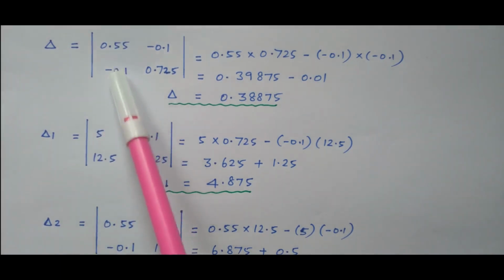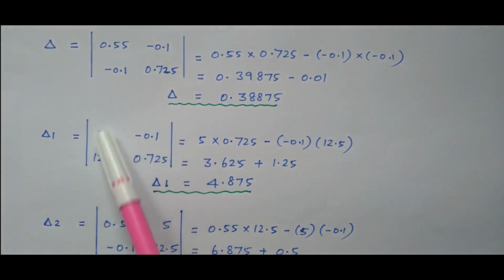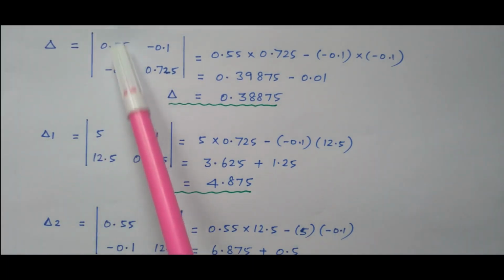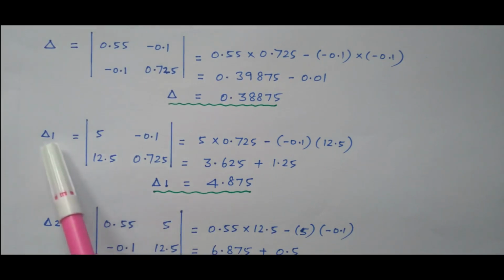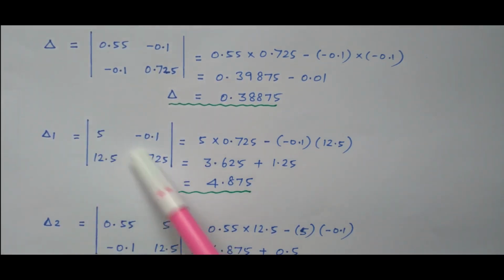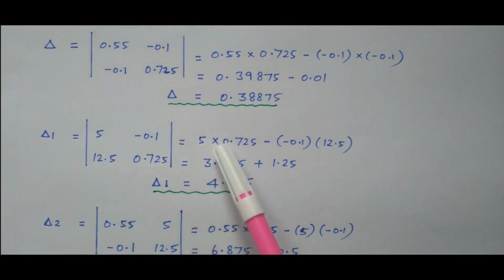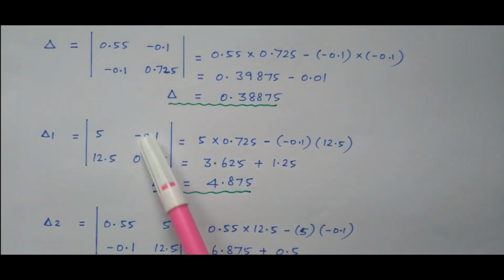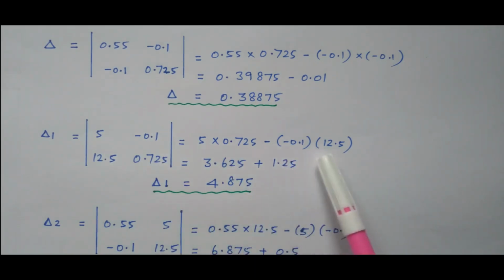Then how will you find delta 1? You have to replace the first column with the current matrix. The currents are 5 and 12.5. Replacing the first column with the current matrix gives delta 1. Now find the determinant: multiply these two, 5 into 0.725, minus these two, minus 0.1 into 12.5. Here two negatives are available, so it becomes positive. The final value is 4.875. We got the delta 1 value.